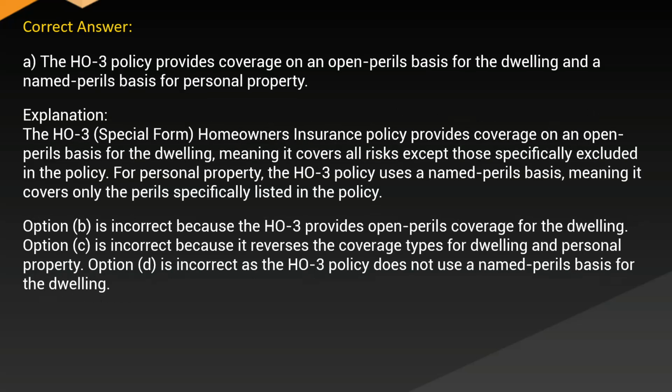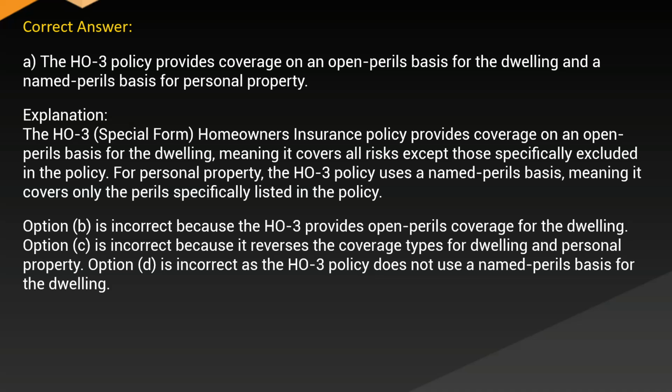Correct answer: A. The HO3 policy provides coverage on an open perils basis for the dwelling and a named perils basis for personal property. Explanation: the HO3 special form homeowners insurance policy provides coverage on an open perils basis for the dwelling, meaning it covers all risks except those specifically excluded in the policy. For personal property, the HO3 policy uses a named perils basis, meaning it covers only the perils specifically listed in the policy.